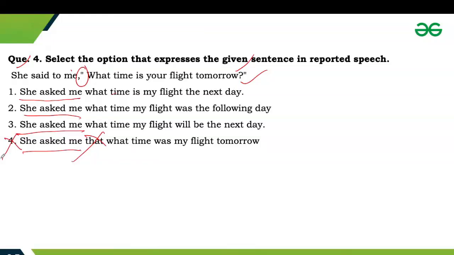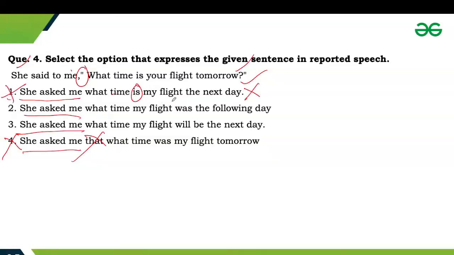So when we change direct narration into indirect narration, we make it an assertive structure. So what is assertive structure? We use the helping verb after the subject. In this part we have used the subject after the helping verb. It means this one is not an assertive structure, so this one is wrong.